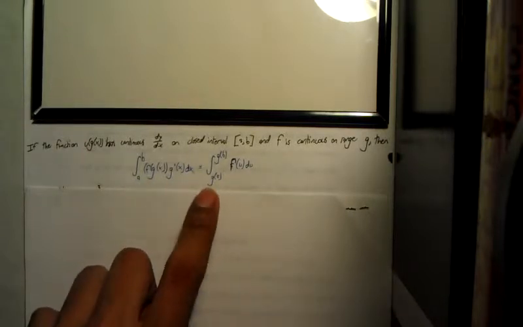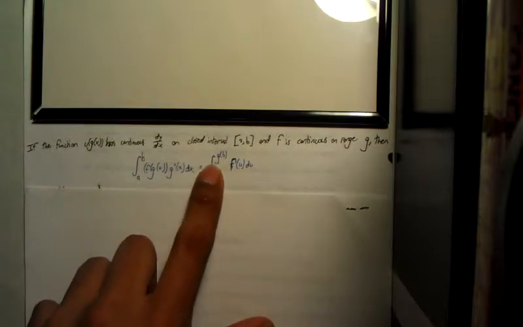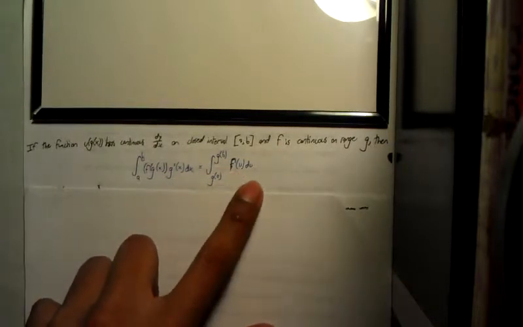So yeah, here I have, if the composite function u equals g of x has a continuous derivative on the closed interval a to b, and f is continuous on the range of g, then the integral of f of g of x times g prime of x dx equals the integral from g of a to g of b of f of u du. It's pretty wordy right there. It's a lot simpler than that.